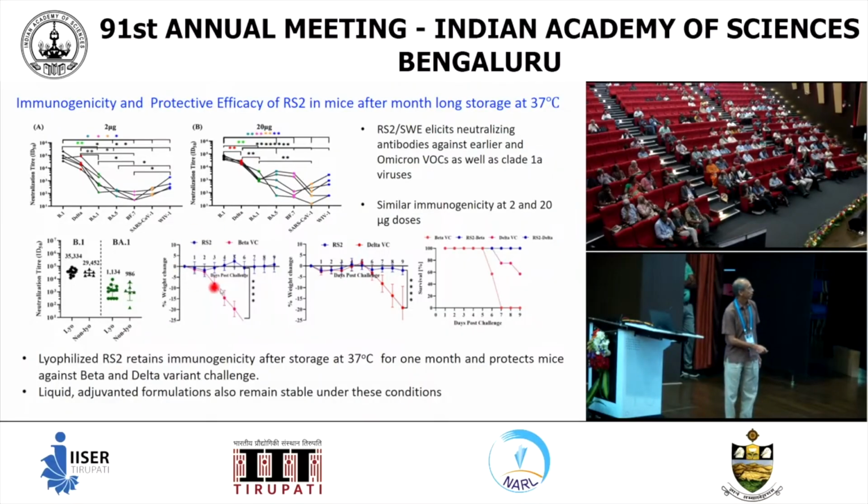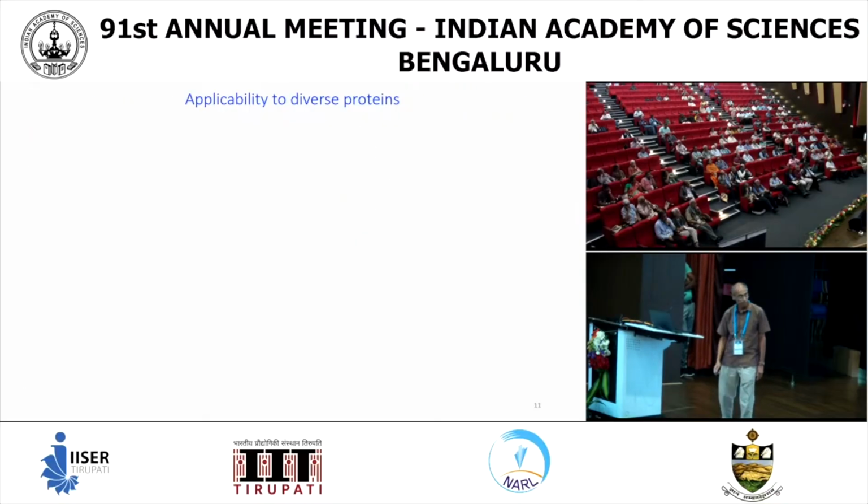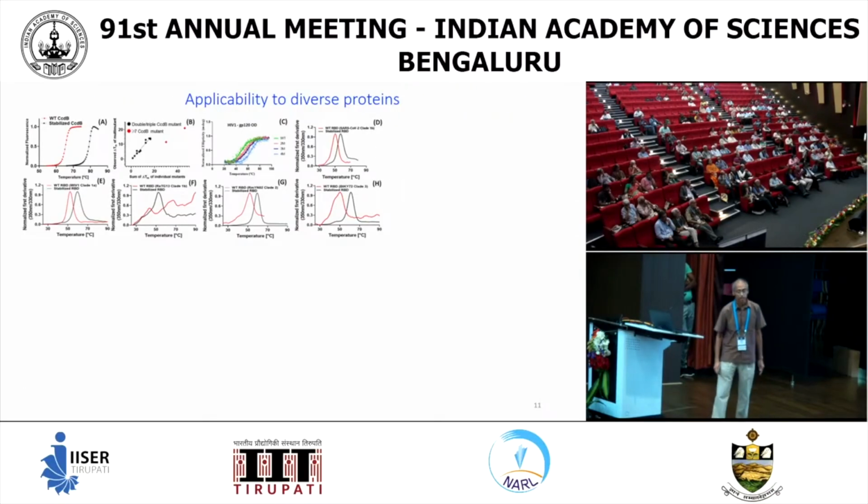Not only that, it protected animals against challenge. So if we challenge mice who are not immunized, they rapidly lose weight and die. The vaccinated animals don't. And even if we do it with different strains of the virus, it doesn't matter at all. And this is the spike, which is the surface protein of the SARS-CoV-2 virus. We subsequently applied it to several different proteins.